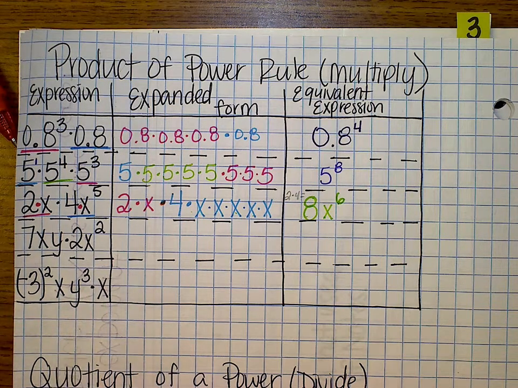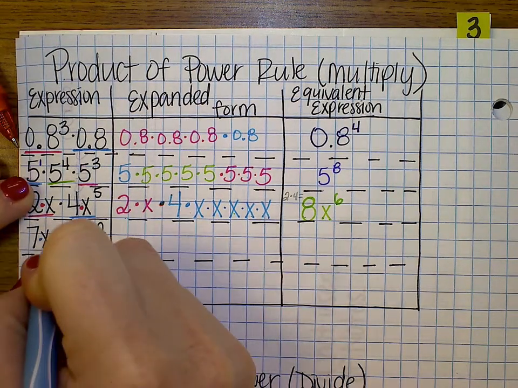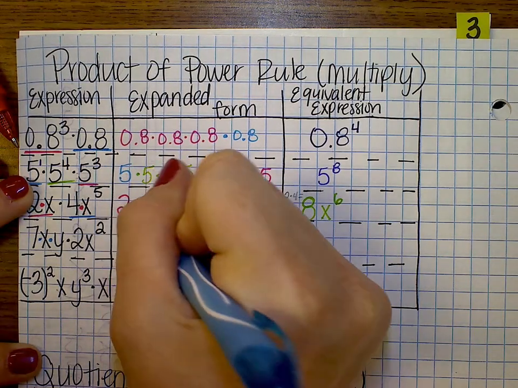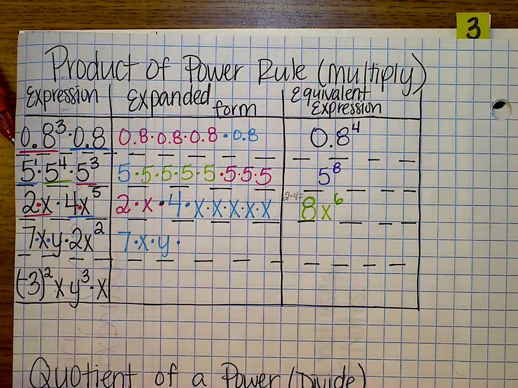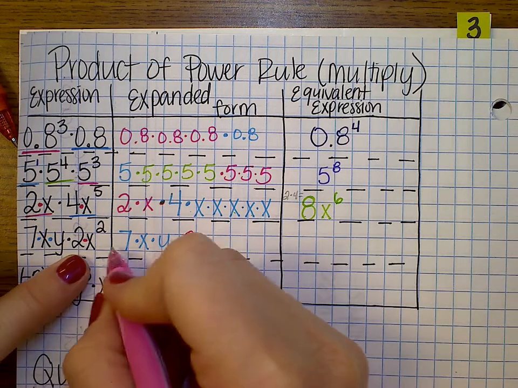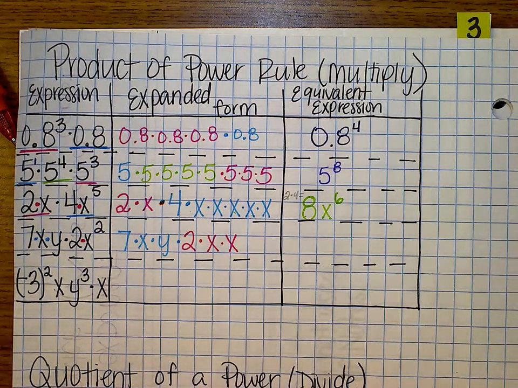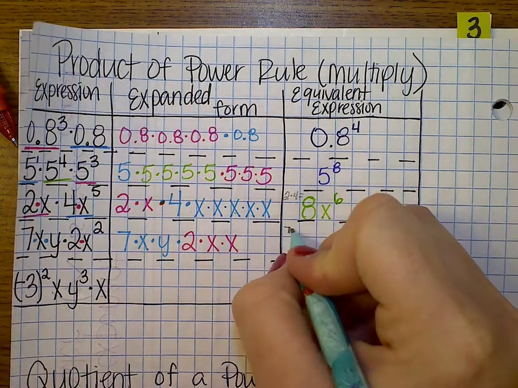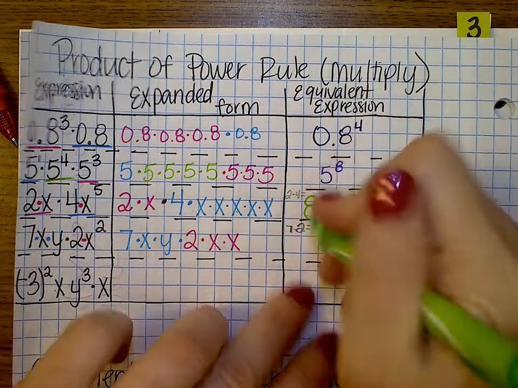Okay, the next one we have 7xy times 2x squared. Again, I'm going to write multiplication between all those. So it'd be 7 times x times y times 2 times x squared, which would be x times x. Combine the numbers, 7 times 2. 7 times 2 equals 14.